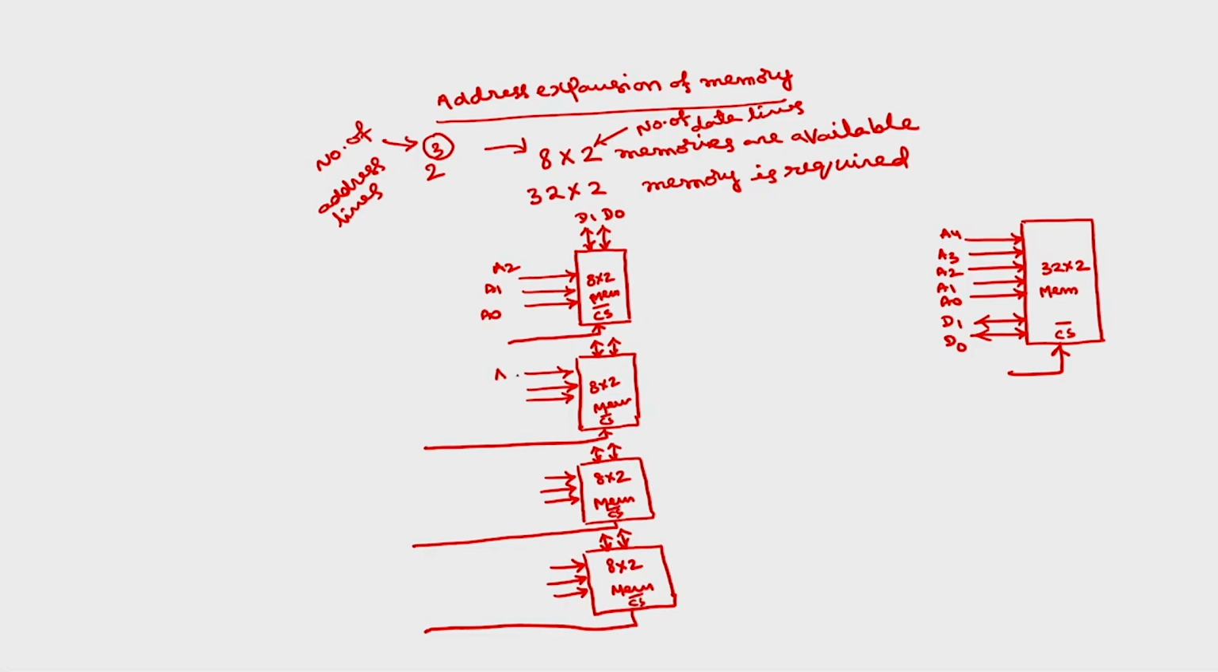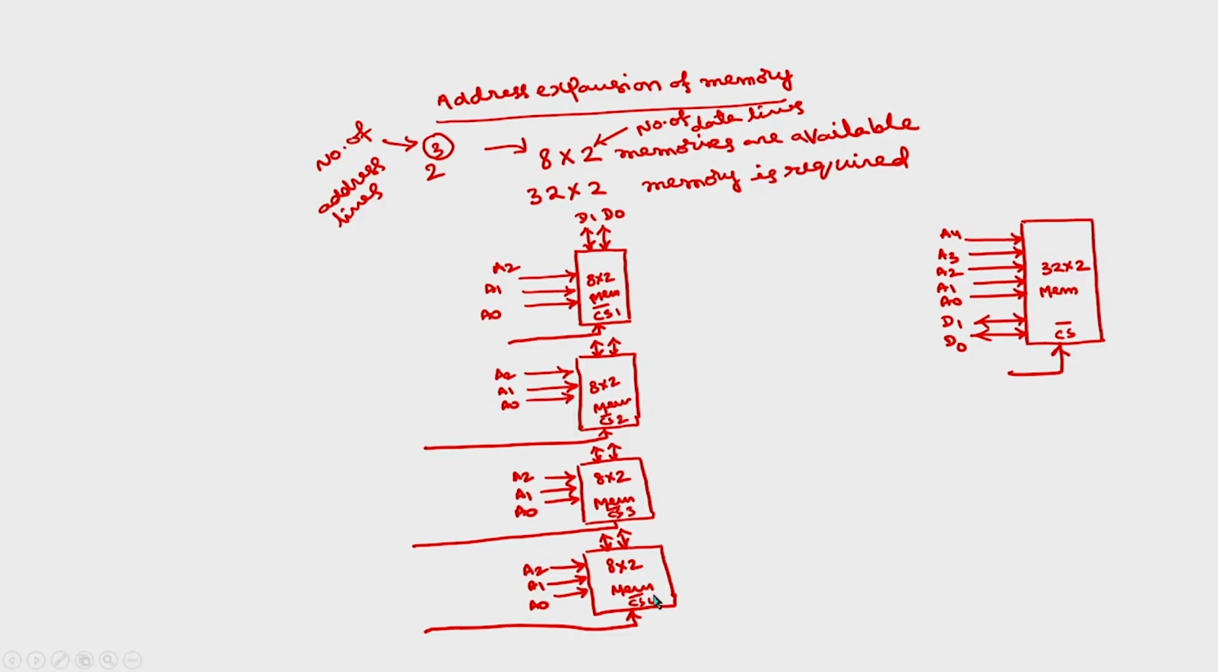So, the address lines of all the 4 have to be connected together. All the A2s together, all A1s together, all A naughts together. Similarly, D1s and D naughts you have to connect together. Now, the only thing is we have to have different chip selects. We can call these chip select 1, chip select 2, chip select 3, chip select 4.